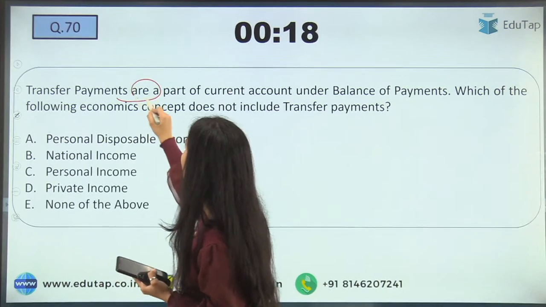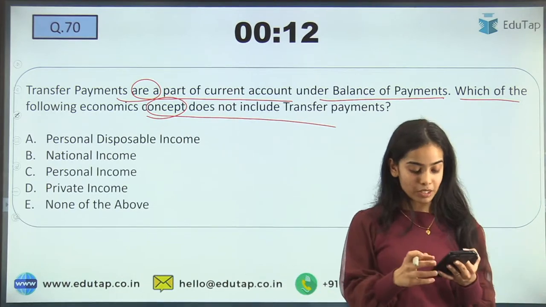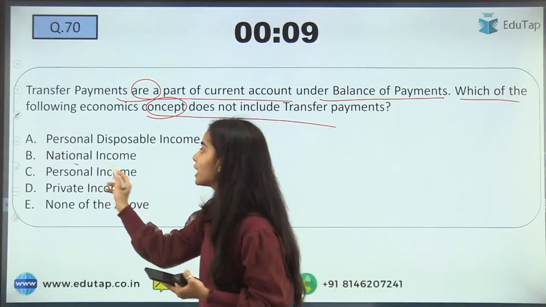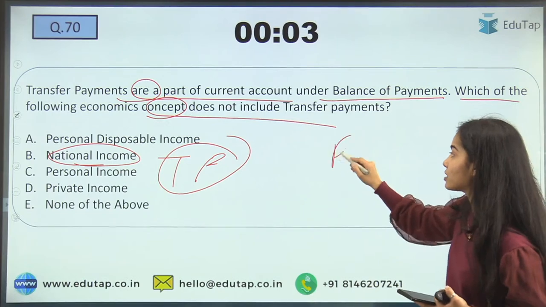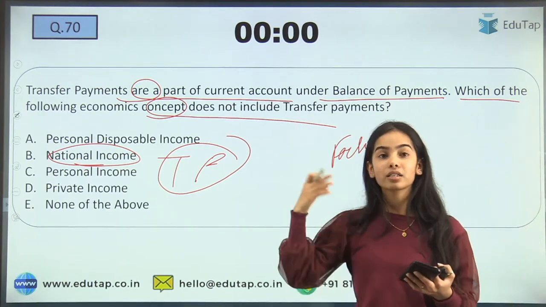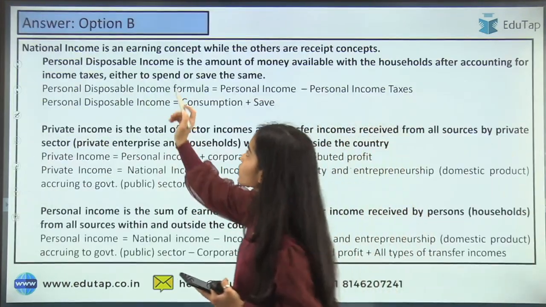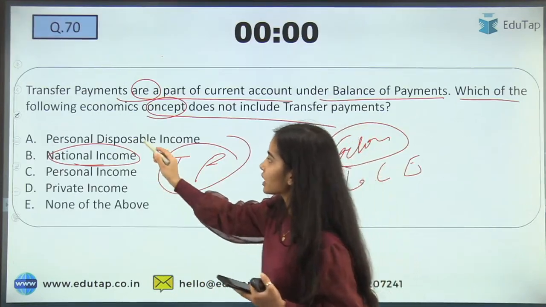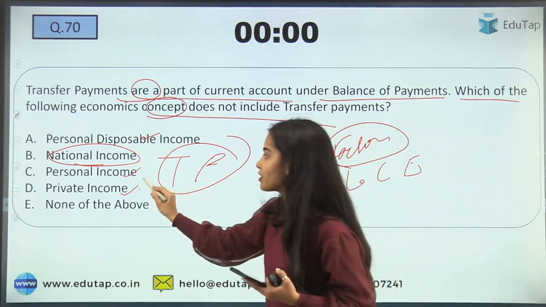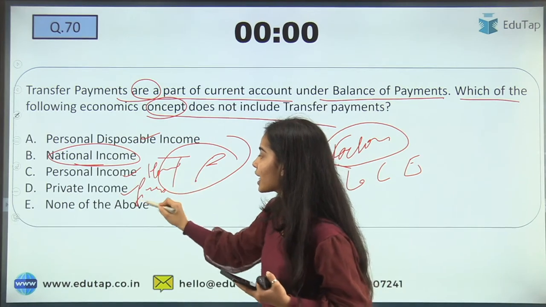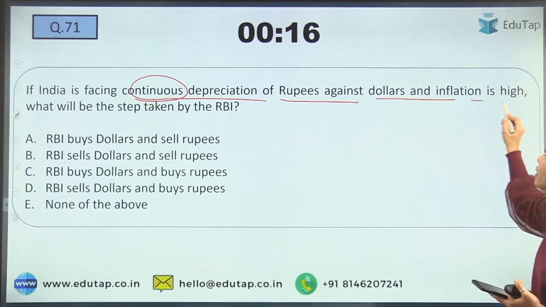Next question is, transfer payments are a part of current account under balance of payments. Which of the following economics concepts does not include transfer payments? You should all know that national income never includes the transfer payments. It includes only the income earned by the factors of our country, by our land, by our labor, by our capital and entrepreneur, whatever they are earning. So national income only includes the earning concept, while the others are the receipt concepts, that is, how much the households are receiving and how much the firms are receiving.